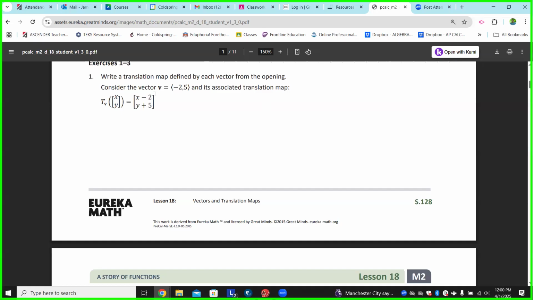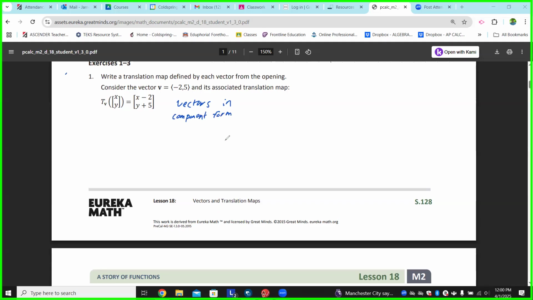So what we're going to do is we're going to use a few different examples. So this is going to be called vectors in component form.